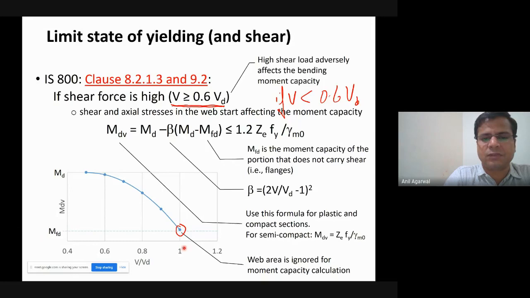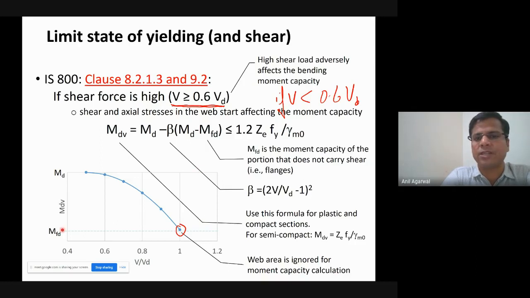So when V reaches VD, you are at 1. At that time, your web has completely yielded in shear. So we cannot take contribution of the web towards flexure. What we can do is take the contribution only from the flanges, because flanges are at a very low stress level. So you can take MFD.